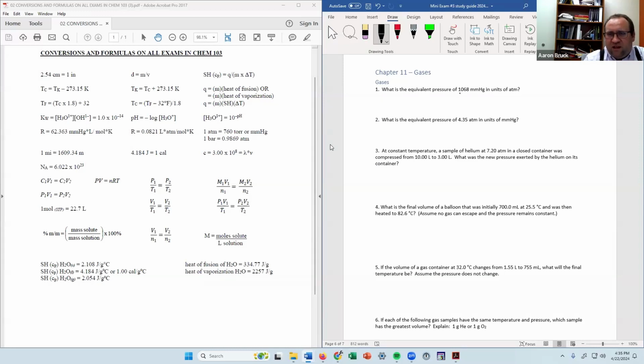Well, you can see that we're being asked to convert our millimeters of mercury into atmospheres. So starting with those millimeters of mercury, we know that there are 760 millimeters of mercury in one atmosphere. Millimeters cancel. 1068 divided by 760, to three significant figures, would be 1.41 atmospheres.